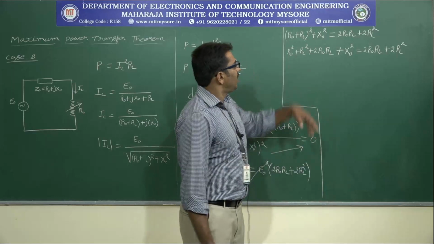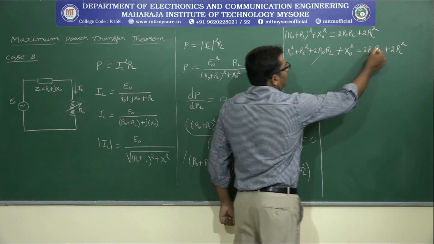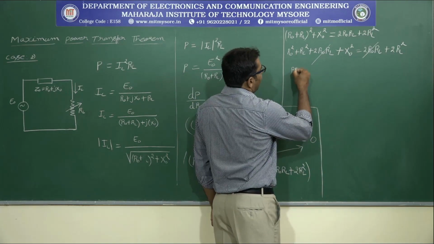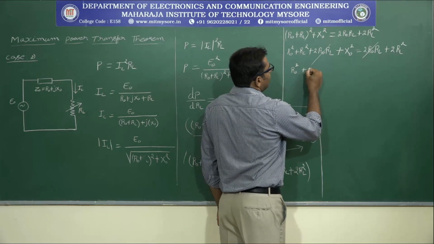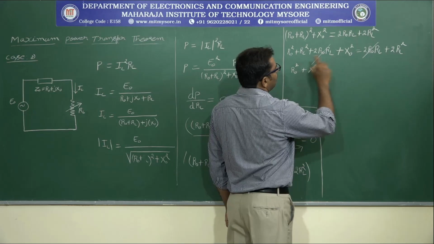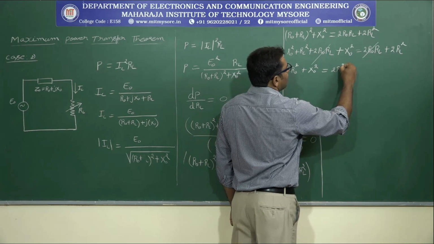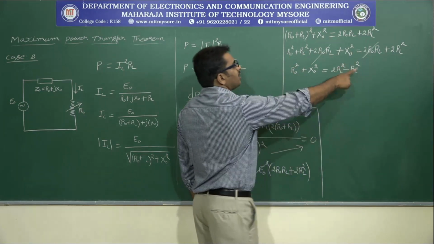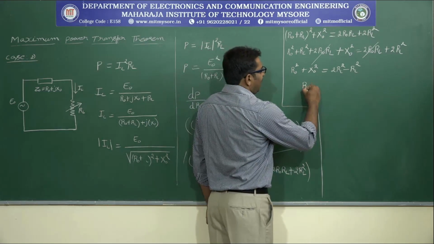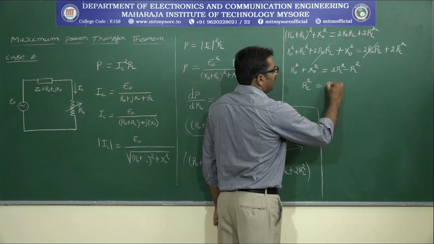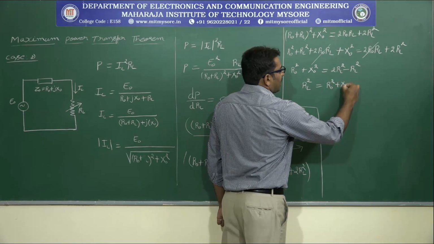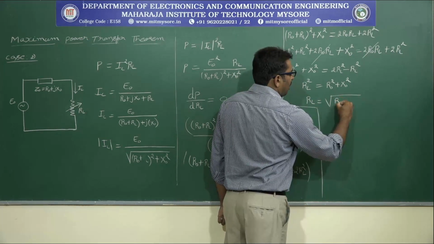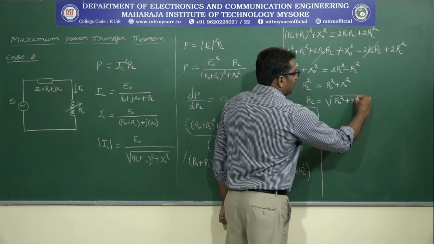Is that clear? Now just see the equation. 2 R0 RL and 2 R0 RL get cancelled, and R0 square plus X0 square is equal to 2 RL square minus RL square. So you get RL square equal to R0 square plus X0 square. Therefore, RL is equal to the square root of R0 square plus X0 square.